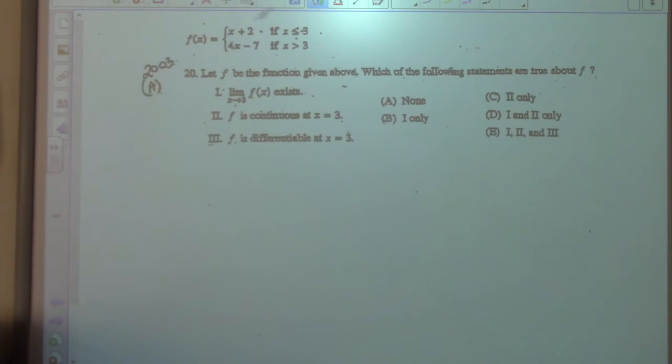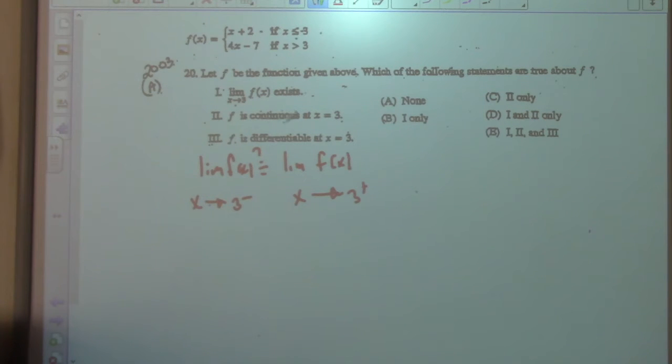Okay, based on the function given above, which of the following statements are true about f? The limit as x approaches 3 of f of x exists. Does it exist? Limit as x approaches 3 of f of x equals? Actually, the limit as x approaches 3 from the left equals the limit as x approaches 3 from the right side of f. You remember doing these, right?